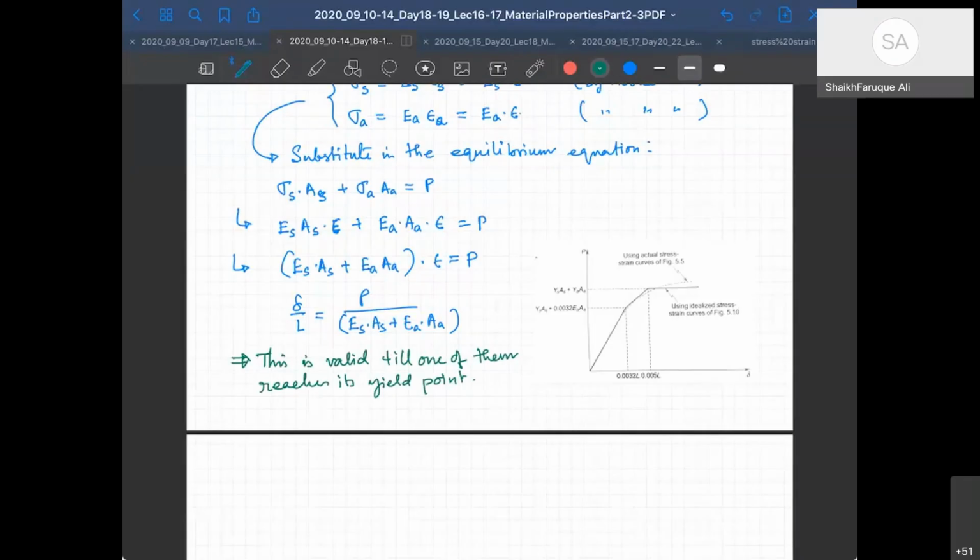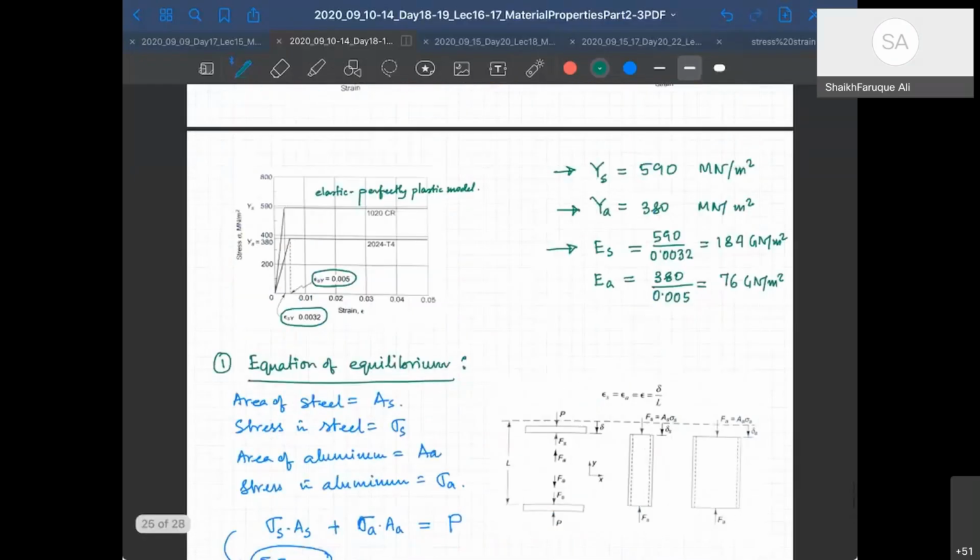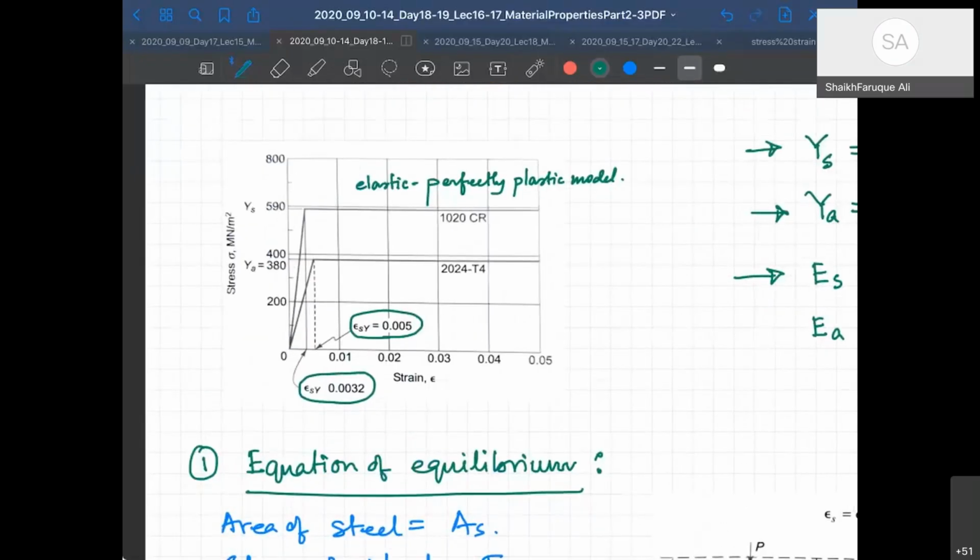Okay, because after yield, one of the Es will become constant, right? So as long as it reaches yield, we know who will reach yield first. We know from this curve who will reach yield first. You see the strain here is lesser than the strain here. So the strain in steel is lesser than the strain in the aluminum material.